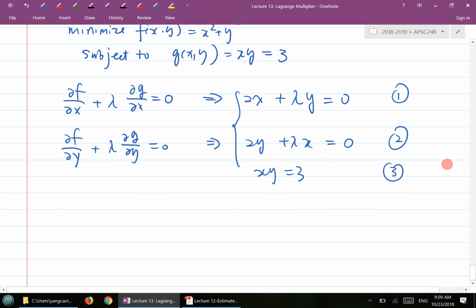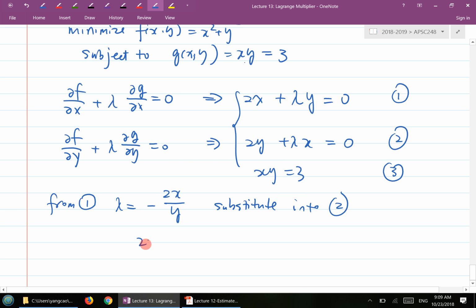Okay. So here's what I would do. This is one of the methods. Let's see, from equation number one we can get lambda equal to negative 2x over y. So lambda equal to negative 2x over y. So substitution doesn't necessarily always mean substituting lambda into other equations. Sometimes you substitute x, or sometimes you substitute y. Right? So I'm going to substitute into, let's say, equation number 2. Okay. So sub this lambda into equation number 2.